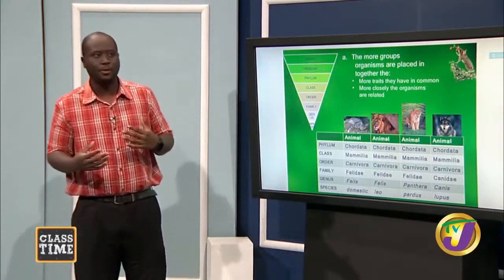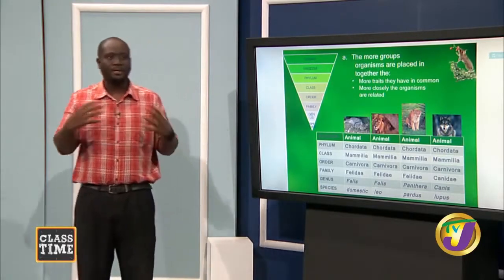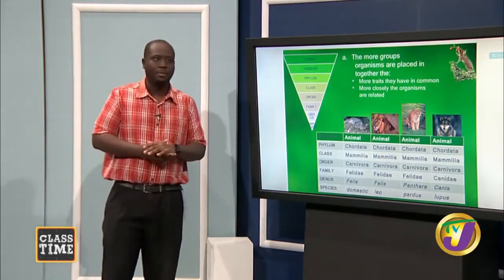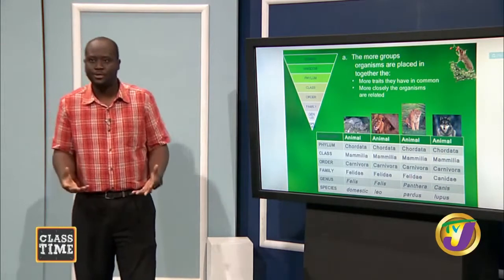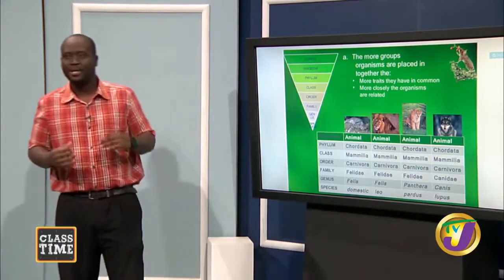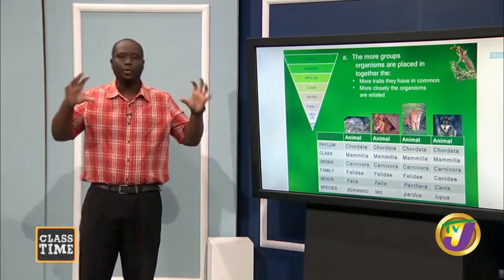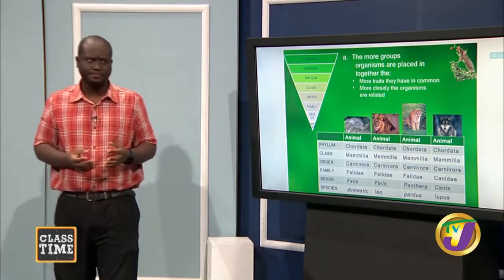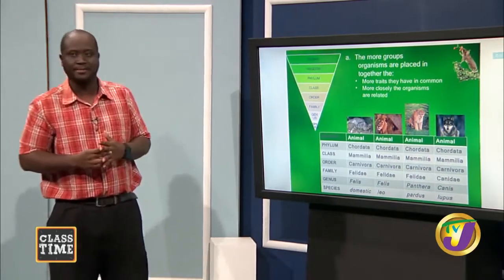So natural selection looks beyond the fact that they look alike, and they start to look at how they reproduce, how they feed, how they behave in their habitat. So there is a more holistic approach to classification, unlike with artificial classification.